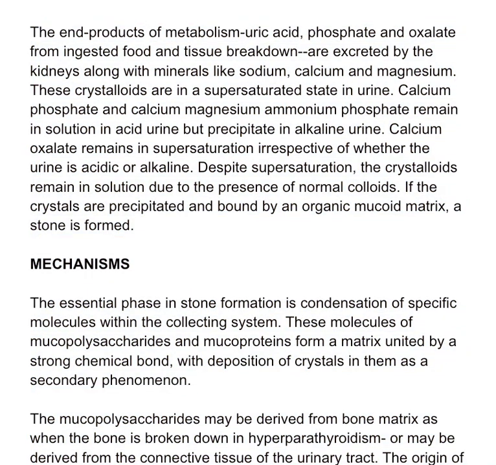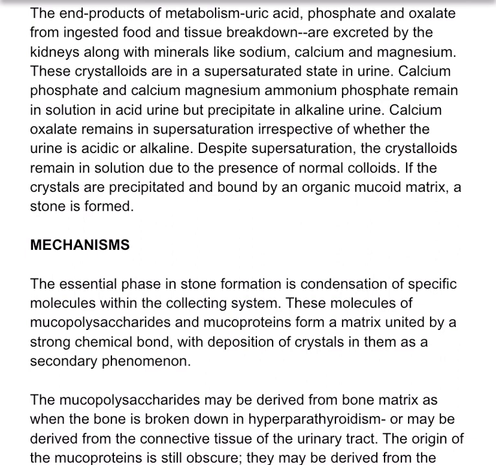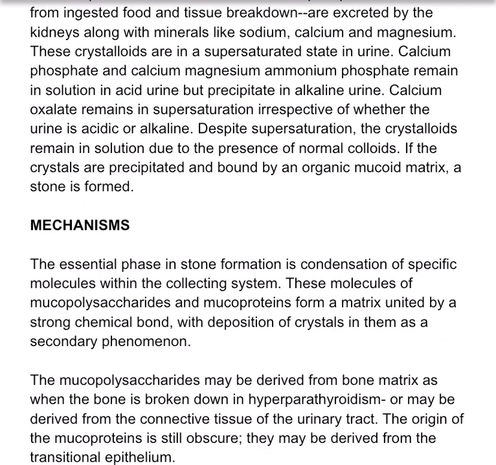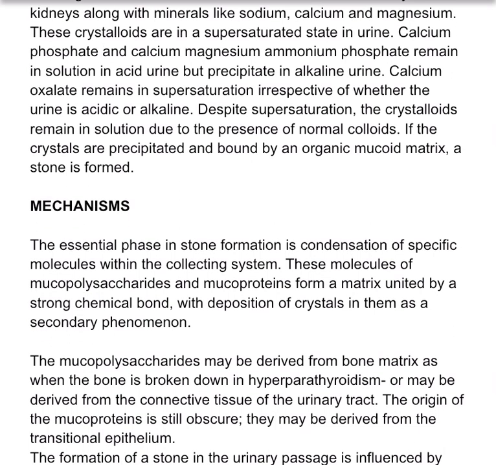The end products of metabolism, uric acid, phosphate and oxalate from ingested food and tissue breakdown, are excreted by the kidneys along with minerals like sodium, calcium and magnesium. These crystalloids are in a supersaturated state in urine.